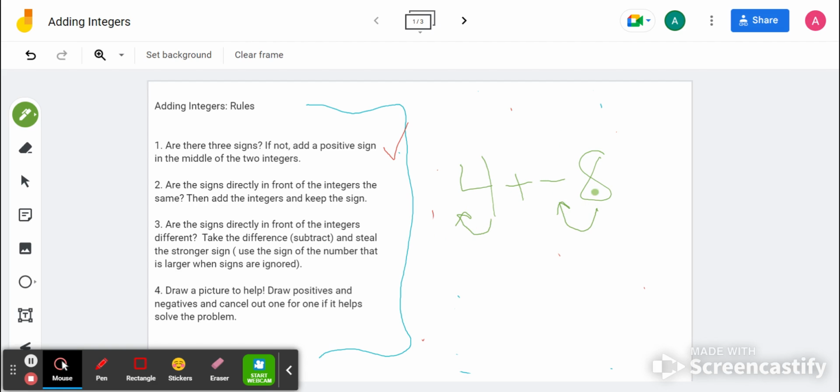So here I have my middle sign. I have my sign in front of the 8. I don't have a sign in front of the 4. Again, you can add in positives. You cannot just add in negatives. So now I have 3 signs.